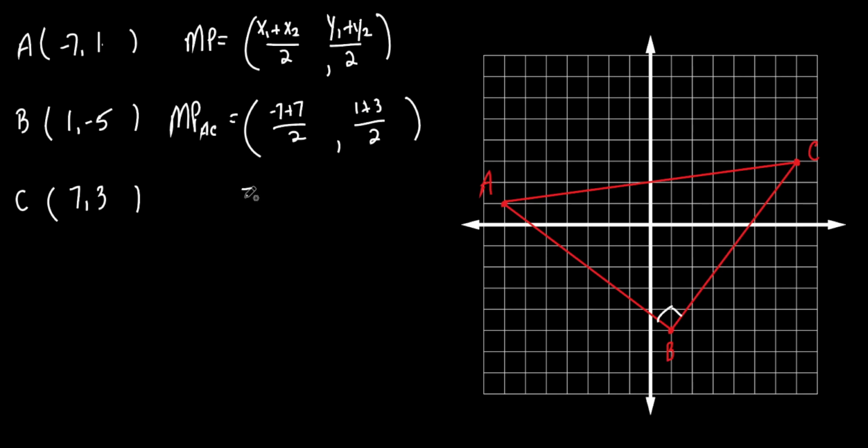Okay? And we can just do this in our head now, can't we? -7 plus 7 is 0. 0 divided by 2 is 0. 1 plus 3 is 4, divided by 2 is 2. So the midpoint of AC is where? It's at (0, 2). Let's put this in a different color. Where's (0, 2)? There's 0, and then there's 2. Look at that. Does that look like it's the midpoint? Terrell, up here. Does that look like it's the midpoint? Yeah, it absolutely does, okay?